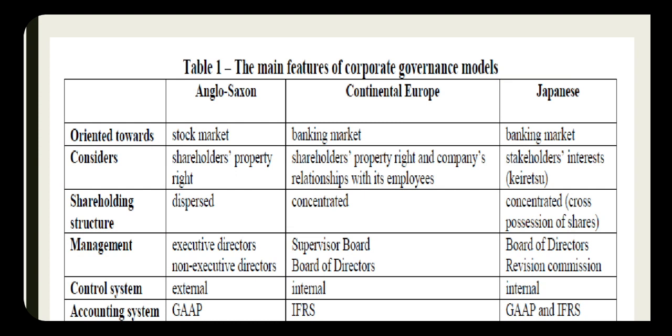In Japan, there is cross possession of shares, like I said earlier. Cross possession means one business is owned by its supplier. So the company's shares are owned by the supplier of the company, and at the same time the company also owns shares in the supplier's company. So they have cross possession of shares. They maintain a very close relationship between the supplier and the company.